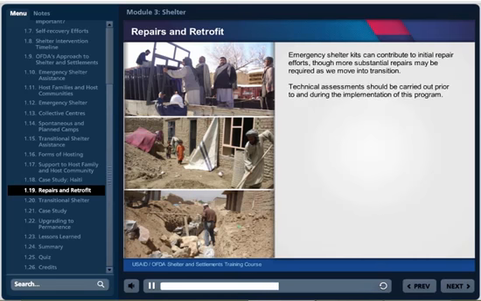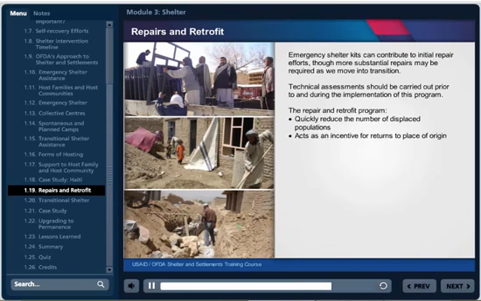Technical assessments should be carried out prior to and during the implementation of this program. The Repair and Retrofit program has the capacity to quickly reduce the number of displaced populations, act as an incentive for returns to place of origin, improve the quality and safety of existing shelters, and it could be what is needed to kickstart overall recovery effort.